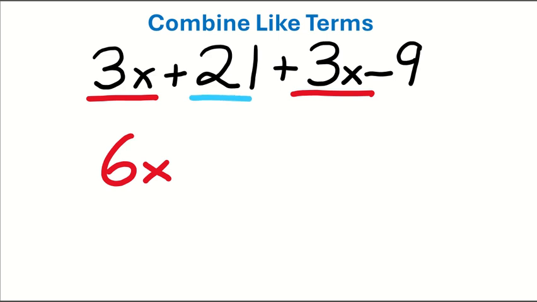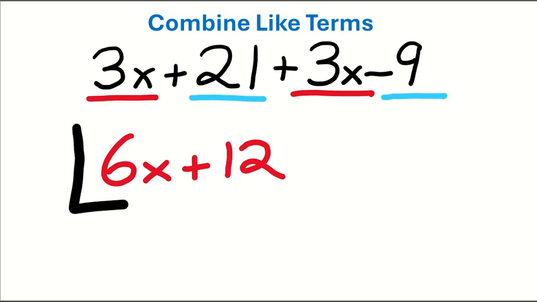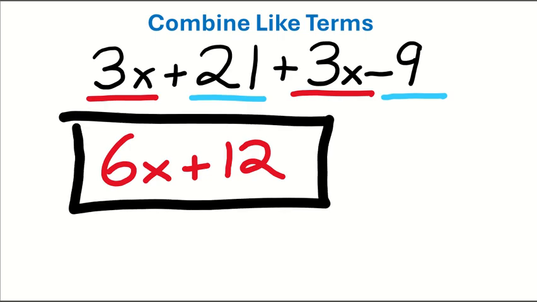I have a positive 21 and I subtract 9. Well, if I subtract 9 from 21, about how much do I have? That's right, folks. I have a positive 12. And thus I have successfully combined like terms.